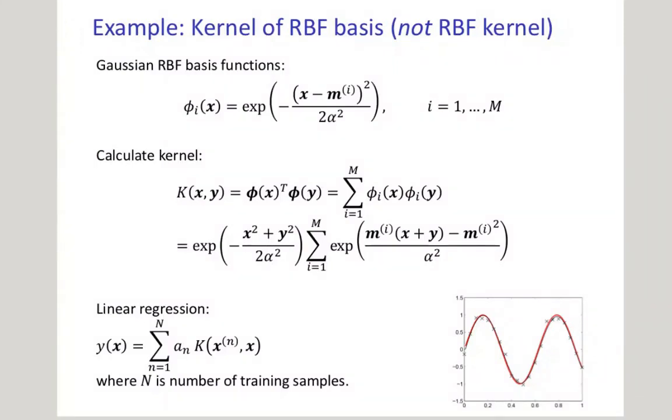So let's take a peek at what this would look like using our example from before. Our definition of the basis function is the same. We calculate the kernel, and we expand it out into this formulation. But in our linear regression view, it still looks very nice, and you can see that we're influenced by n, the number of training points, not by m, the number of basis functions.